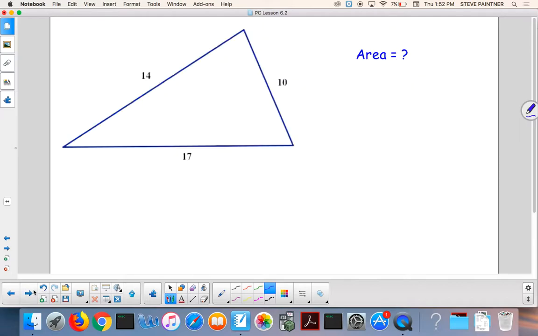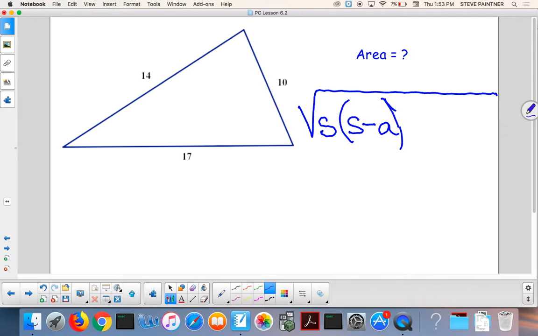Here's your only example. Let's try it. What's the area of this triangle? Well, we're going to have to go with Heron's formula for area. Take the square root of half the perimeter, times half the perimeter minus A, one of the sides, and then times half the perimeter minus B times half the perimeter minus C. That's all it is.